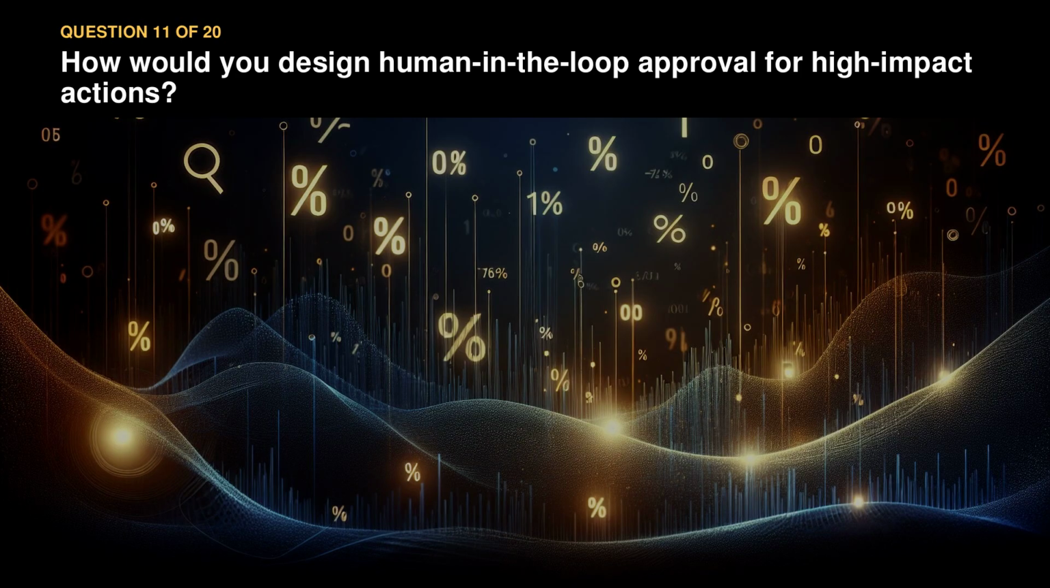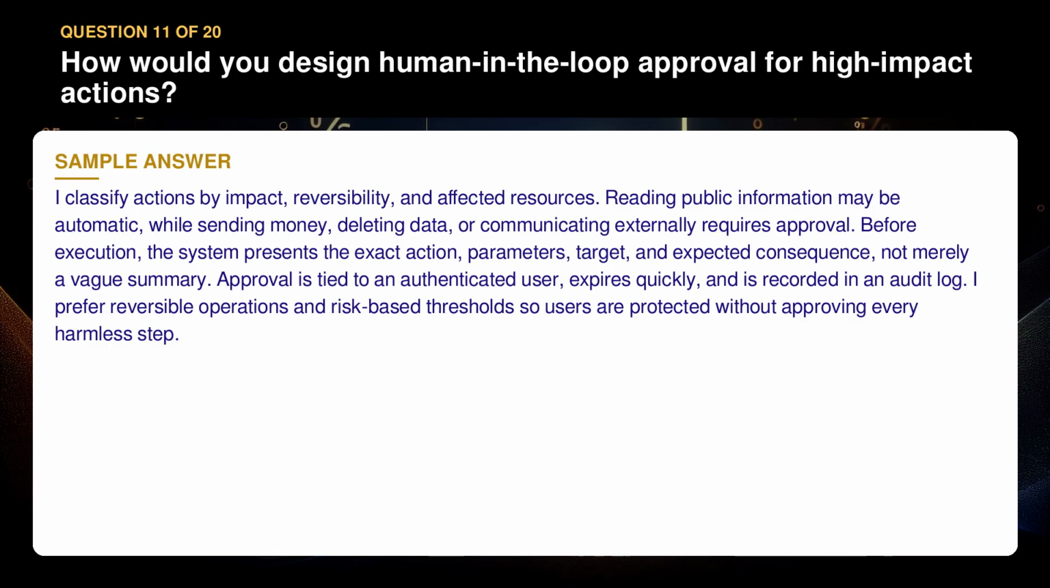Question 11. How would you design human-in-the-loop approval for high-impact actions? I classify actions by impact, reversibility, and affected resources. Reading public information may be automatic, while sending money, deleting data, or communicating externally requires approval. Before execution, the system presents the exact action, parameters, target, and expected consequence, not merely a vague summary.